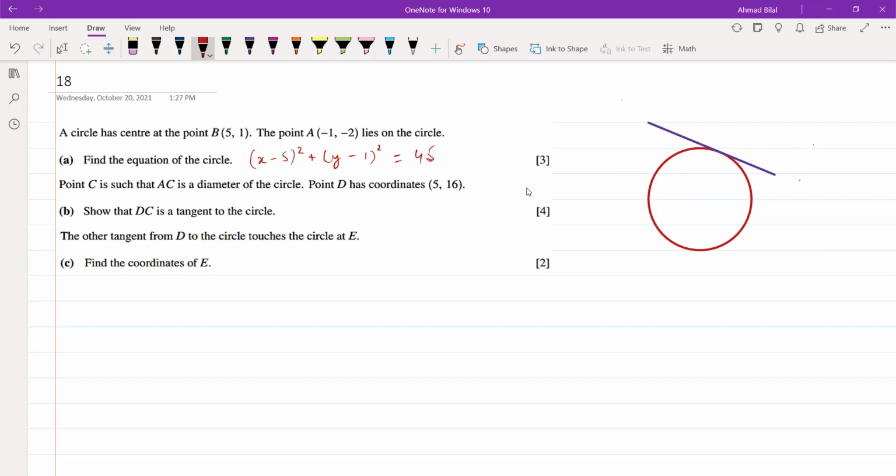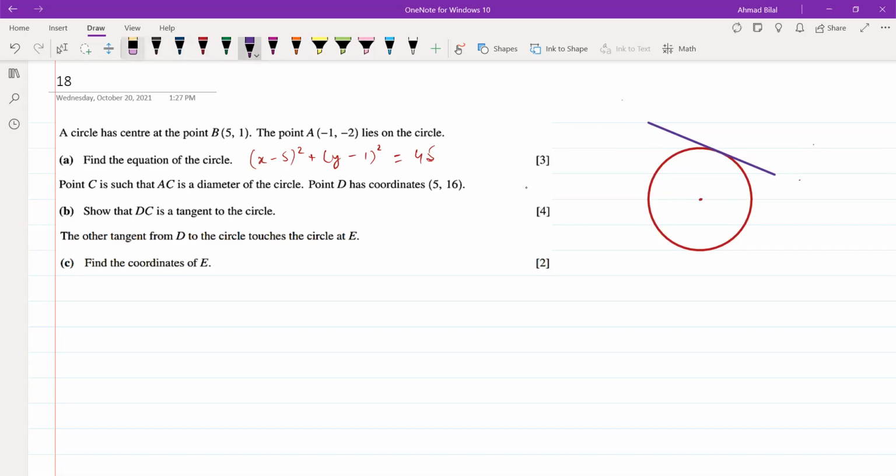Okay, so that's a good point. So one thing is that a tangent is always perpendicular to the radius. Okay, so if we can prove that the line DC is perpendicular to this radius, so we know that C lies on the circumference, right? Let's mark the points.